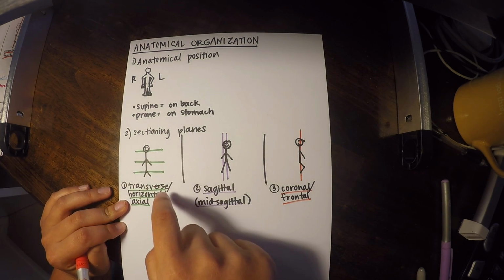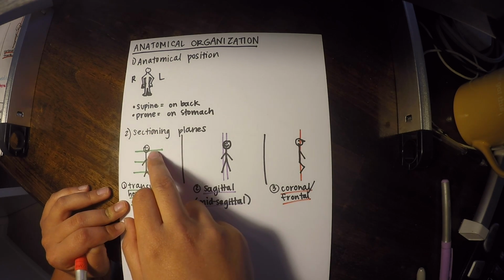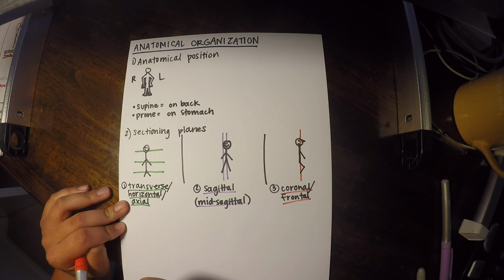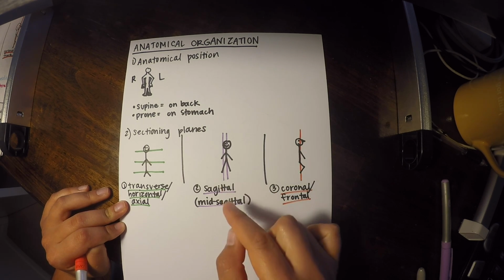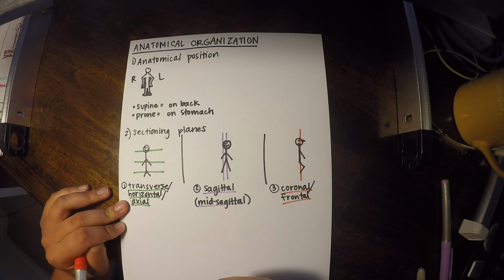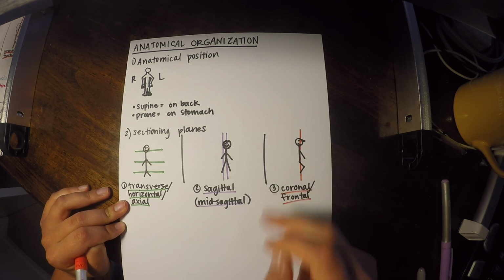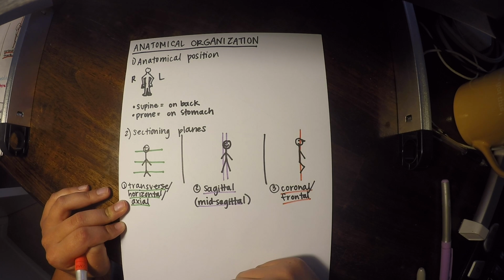Remember, the transverse plane separates the upper or superior part of someone from the inferior or lower part. The sagittal or mid-sagittal separates the right and left part. And then the coronal separates the front and the back. Okay?